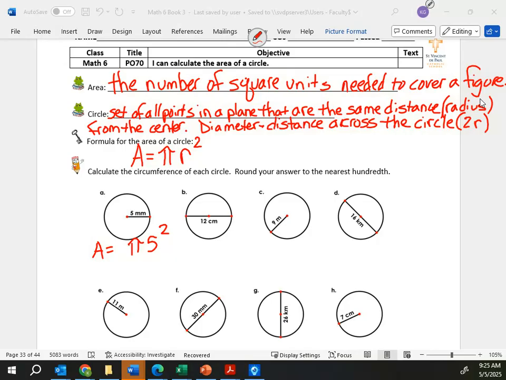on our calculator, let me see, is my calculator back here? Oh, Nolan H., can I borrow your calculator?